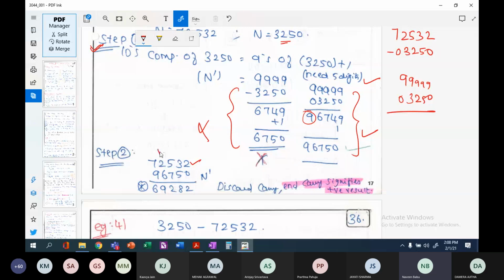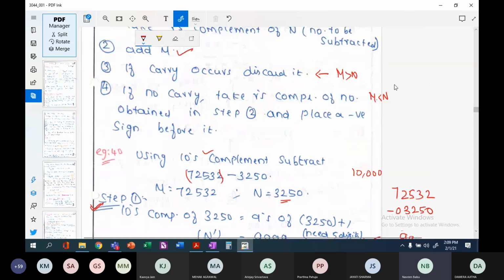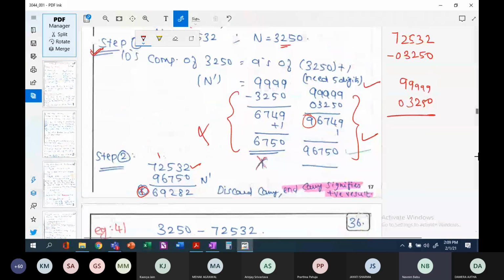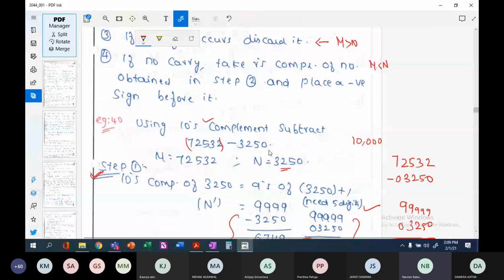I have already said that whenever m is greater than n, you will get a carry and you can discard that particular carry. So discard this carry and carry the positive sign to it. So the answer here is going to be 69282 when you subtract 3250 from 72532. Any doubt here?